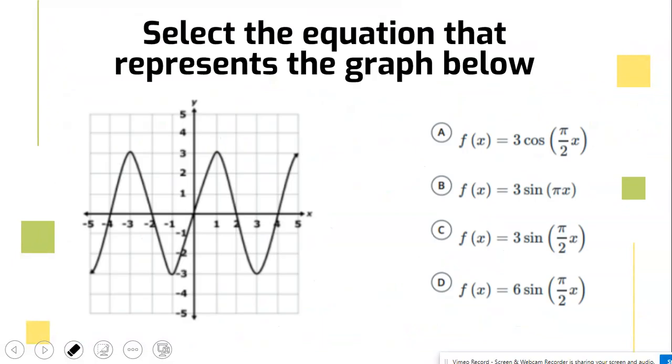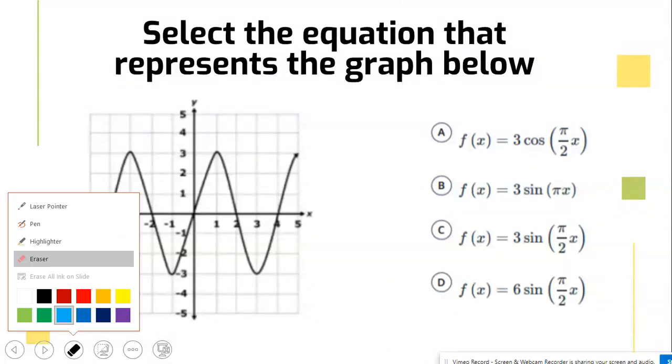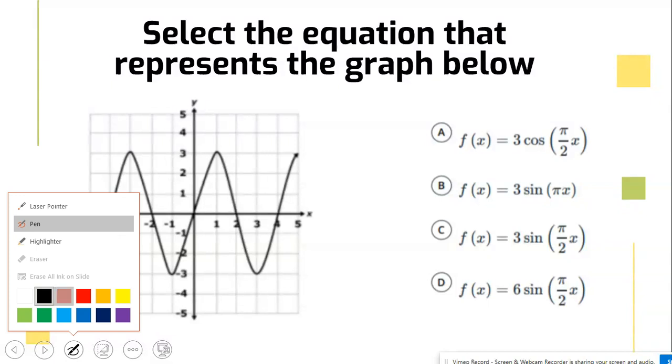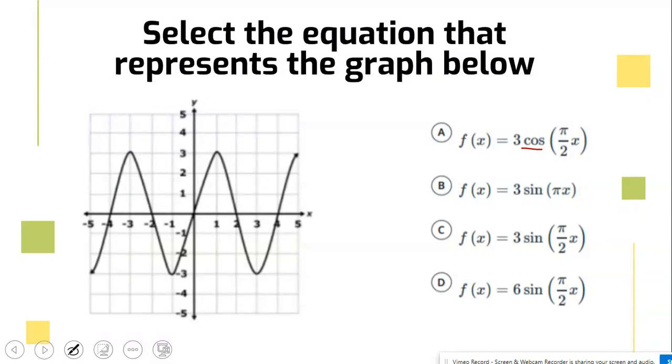Okay. We're almost done, I promise. I know this has been heavy. Select the equation that represents the graph below. Okay, so we've got A, B, C, D. We've got cosine, sine, sine, sine. If we're looking at these, we've really only discussed sine. So automatically, when this says cosine, out of here. We don't even know what cosine looks like. So why would I ask you that? So we've got sine, sine, sine.